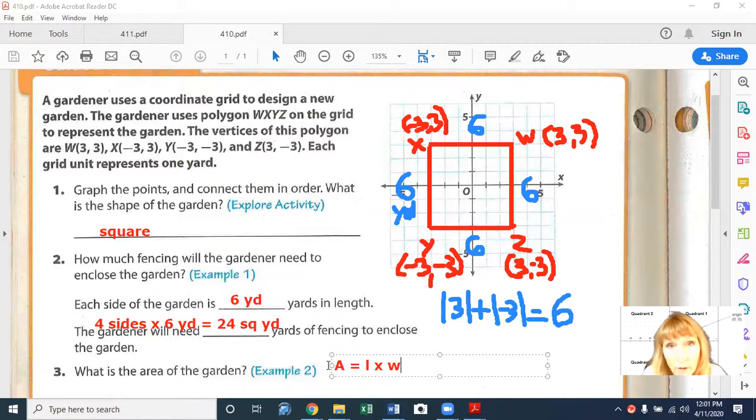Well, the length and the width are 6 for everything, right? So the area is going to be 6 yards times what? 6 yards. 6 times 6 is equal to 36 yards squared. Make this a little longer so it doesn't go to a different side. Squared. That's cute. Square yards. 36 square yards. I'll do it that way. So that's the area of our garden.